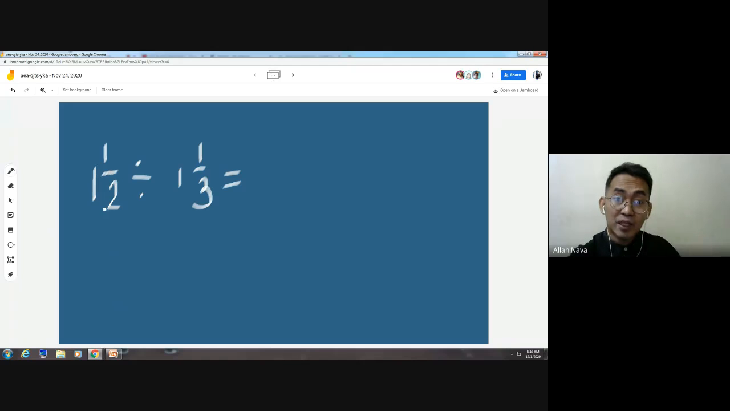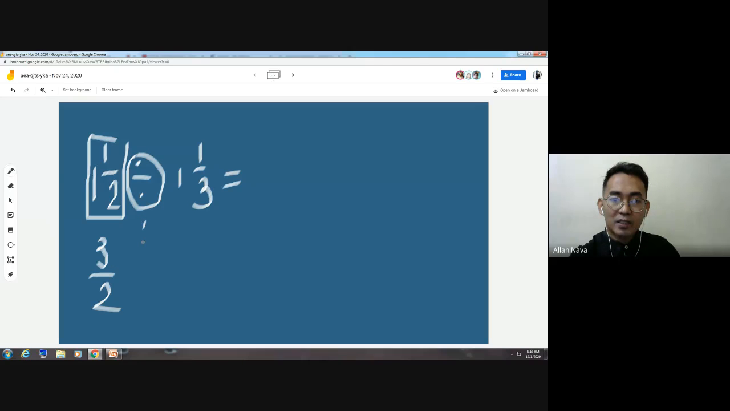Yung naunang number, i-improper mo lang pero hindi mo siya i-reciprocal. Okay? So 2 times 1 is 2 plus 1 is 3. So you have 3 halves. So ilagay mo lang dyan. Yung division sign, gagawin mo lang din siyang multiplication. Tapos ito, gawin mo lang siyang improper. 3 times 1 is 3. Plus 1 is 4 over 3.